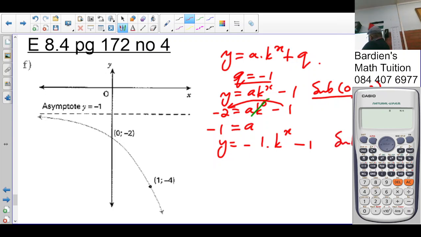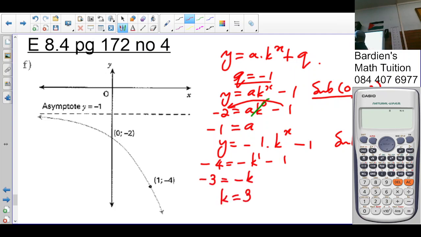You substitute 1 and negative 4, remembering that's x and y. Negative 4 is equal to negative k raised to the exponent 1 minus 1. You take it over, and it becomes minus 3 is equal to minus k. K is equal to 3. So therefore, y is equal to negative 3 to the x minus 1.